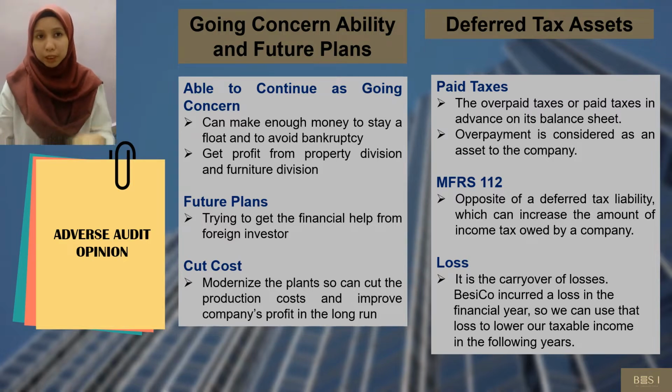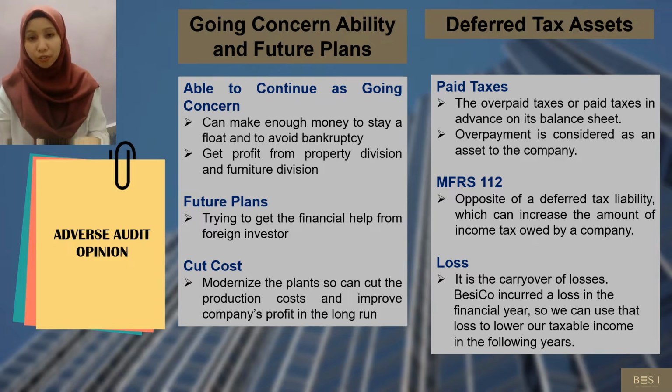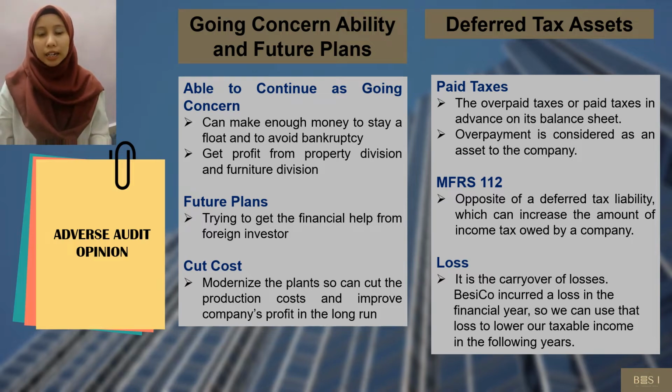For the future plan, the company can try to get financial help from foreign investors. The company also can cut costs, which is they can modernize the plant so they can cut the production cost and improve company profit in the long run.